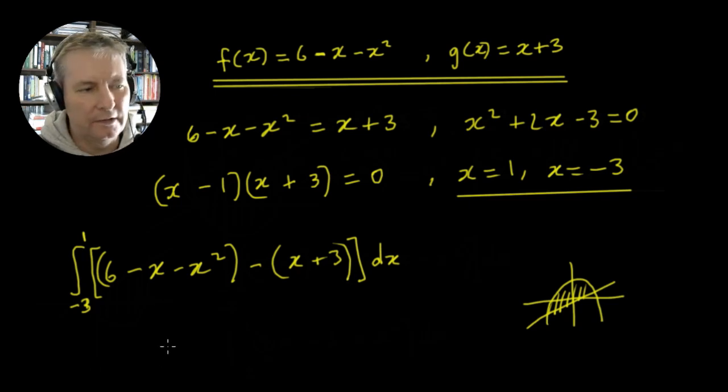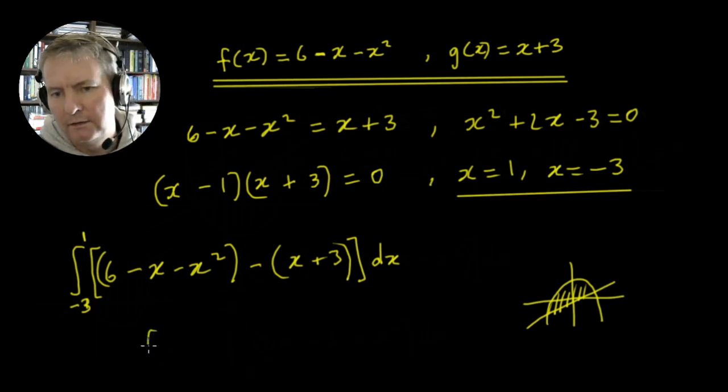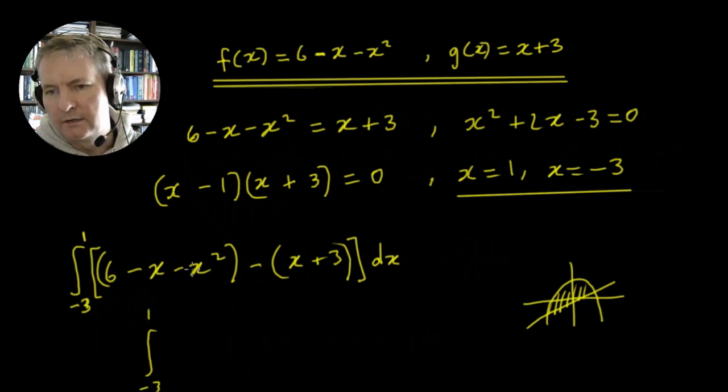So I'll rewrite it here. We're going to have the integral from minus 3 to 1. So we're going to have minus x squared.